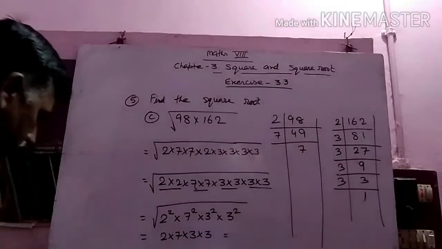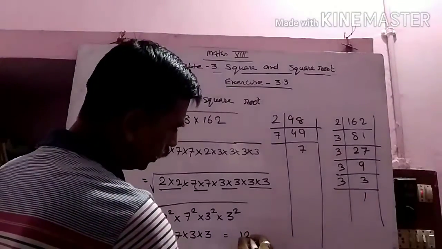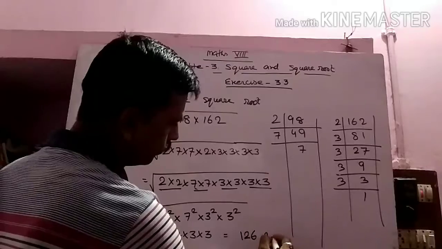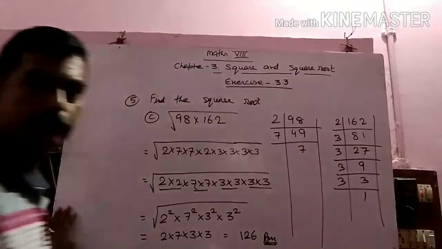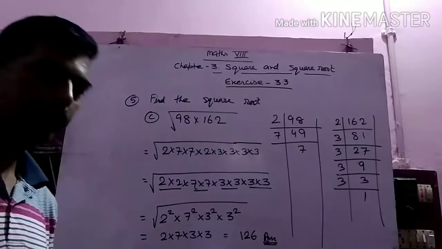After multiplying these numbers, you will get the result as 126. Okay. So write this one also. Have you written?